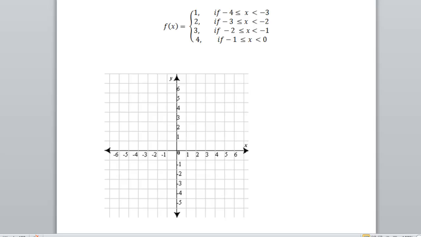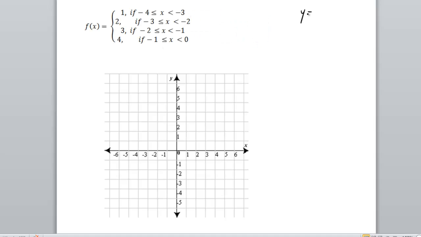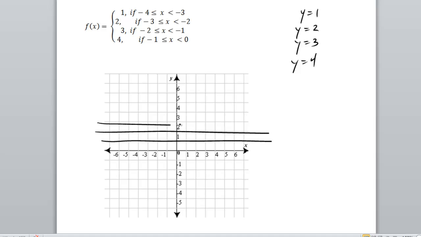Okay, and so we can see here again, if we're graphing y equals 1, y equals 2, y equals 3, y equals 4, that's a bunch of horizontal lines just like that. Clearly that's not going to pass the vertical line test. So we need to figure out what the conditions are and the range of each one of them. So you can see for y equals 1, I'm going from -4 to -3, and it's equal to -4 but open at -3.